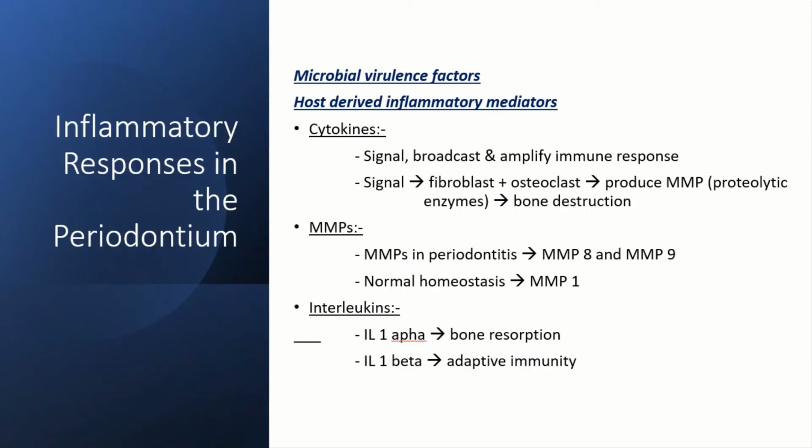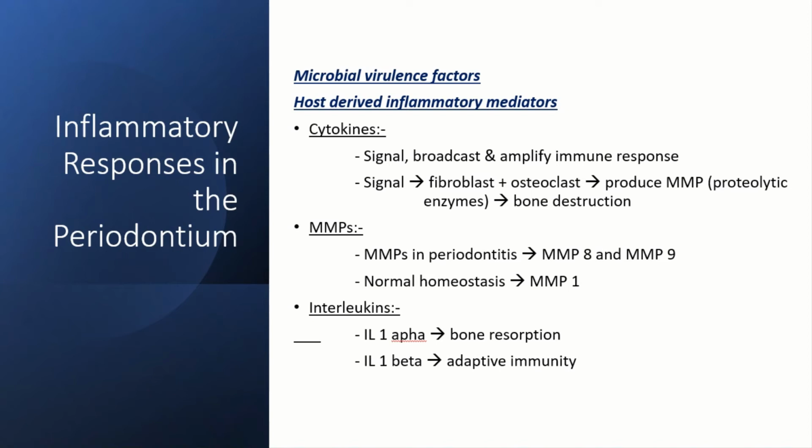We have the inflammatory responses in the periodontium next. The inflammatory responses can be microbial or they can be due to the host. For the microbial virulence factors, you just need to know the names of these. They're not really that important to remember. I haven't seen any MCQ from here as yet. The host-derived inflammatory mediators are actually important, and you have 3 main responses here: cytokines, matrix metalloproteinases, and interleukins.